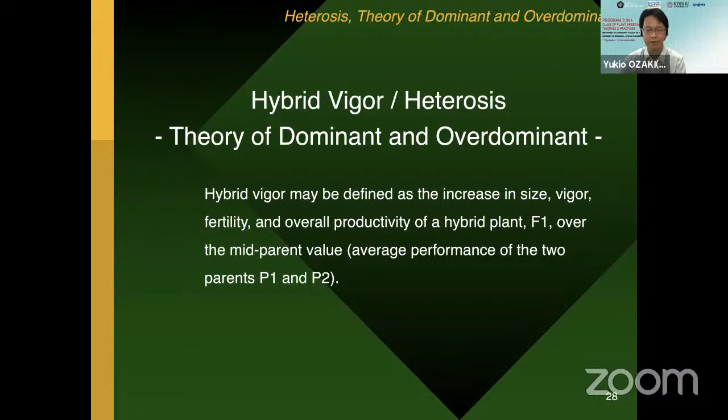Furthermore, because heterosis is subject to the interaction between genotype and environment, it is desirable to describe the heterosis of a particular hybrid line for a specific trait at a specific location or under specified environmental conditions. Hybrid vigor may be defined as the increase in size, vigor, fertility, and overall productivity of a hybrid plant.